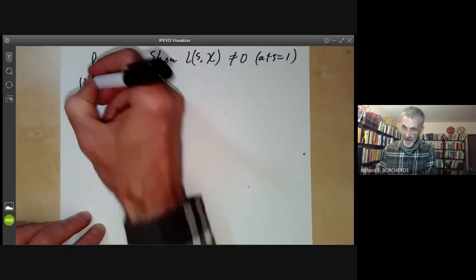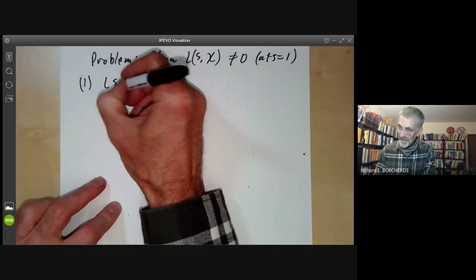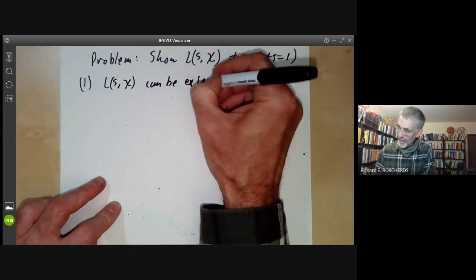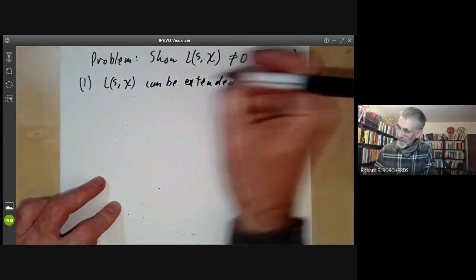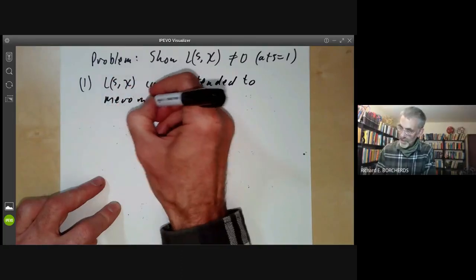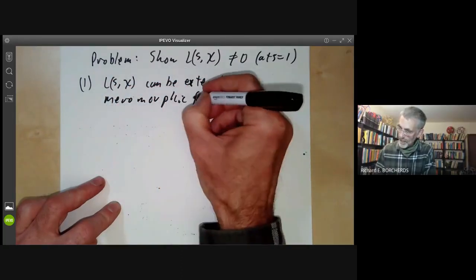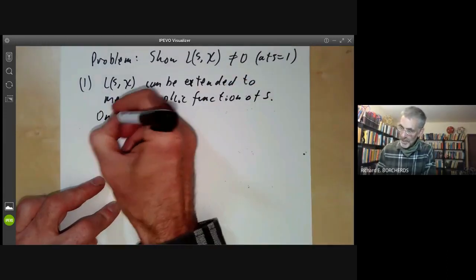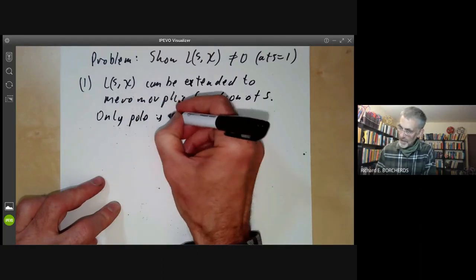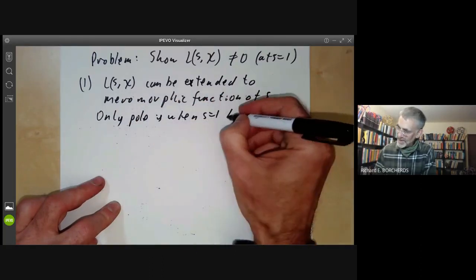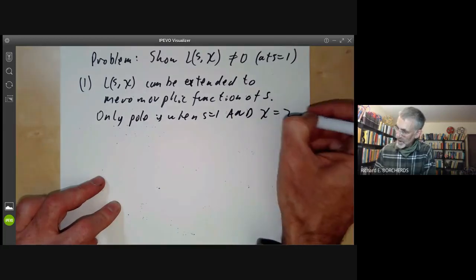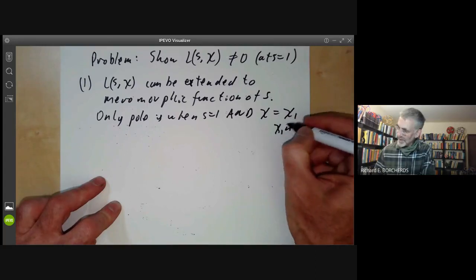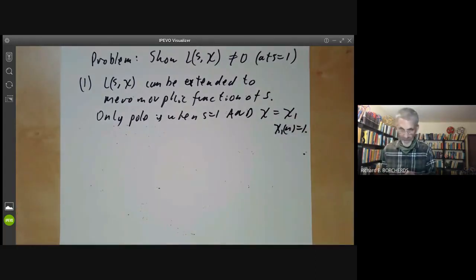So first of all, we're going to assume the result that L(s, chi) can be extended to a meromorphic function of s. The only pole is when s equals 1 and chi is equal to chi 1. So this is the character that is 1 everywhere. So chi 1 of n is 1 for all n except when it's 0.